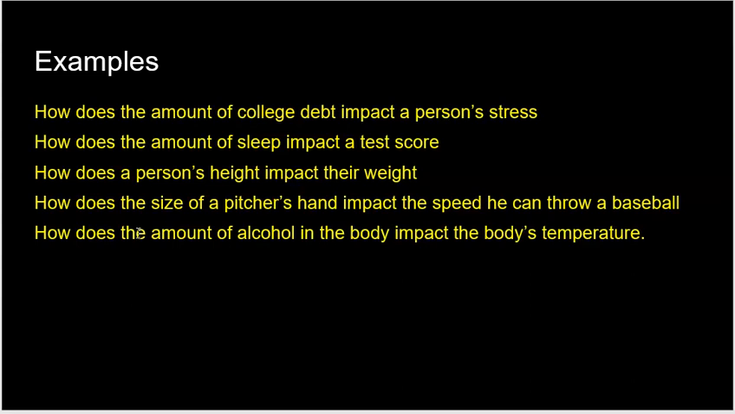Overall temperature. And again, the cool thing about all these examples is that the reason we don't use the word cause is because there can always be something that doesn't fit. There can always be a short person who weighs a lot. There can also be a person who got half an hour of sleep but got 100% on the test. Or there could be somebody who has a tremendous amount of college debt, but has no stress. So that's why we don't like to use the word cause. We like to look for relationships over large sets of data.